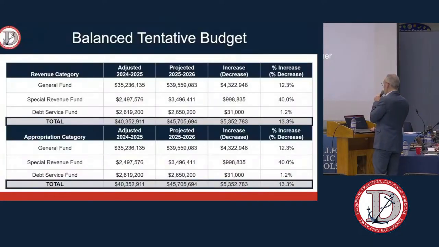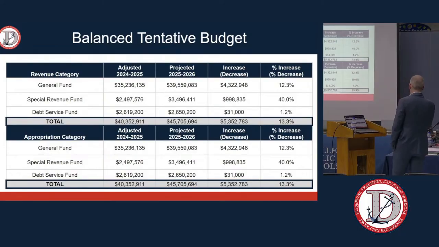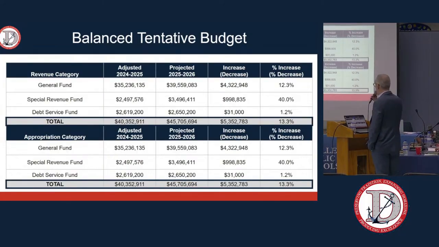So, in summary, we have a balanced budget. This is the slide I have joked about the last few years. This is Mr. Pepe's favorite slide. It shows that the revenues are equal to the appropriations, and the dark box shows exactly the same information, which means that your budget is balanced. All the revenues equal the proposed appropriations, and so we're good to go.